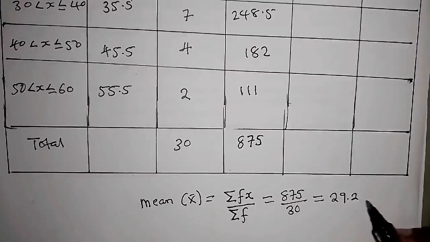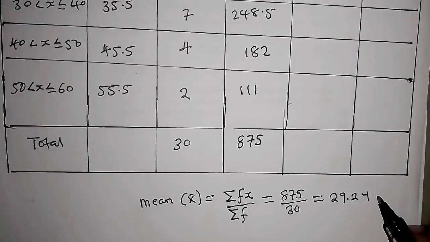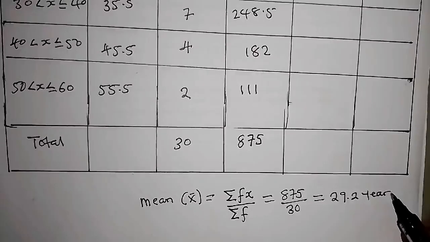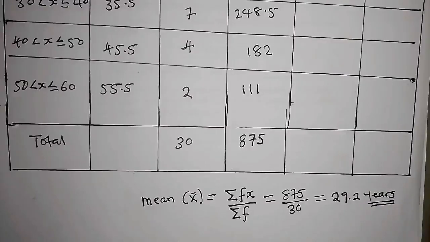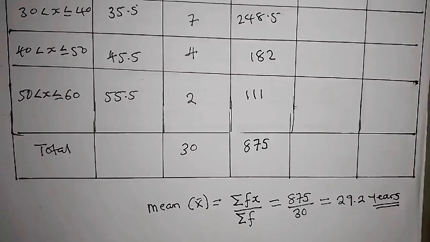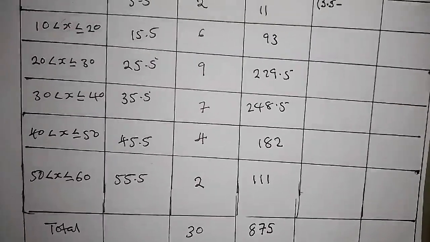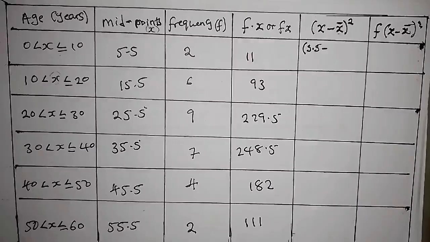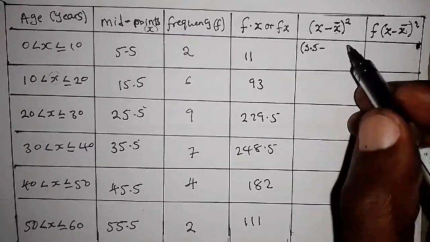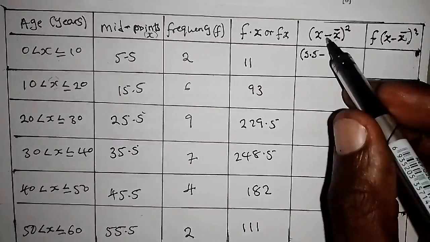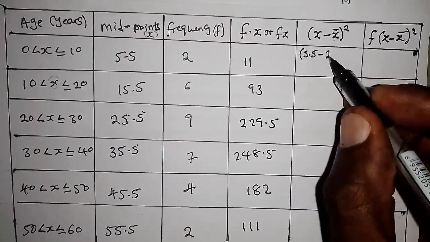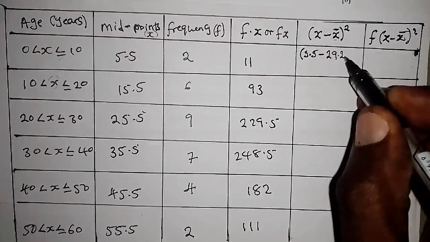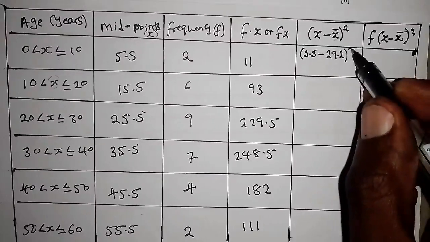29.2 years. Okay, so that is the mean, and that is the number which is going to be included in this column, on this part there. Because you're saying x minus this mean, so our mean we have just found to be 29.2, so you square.